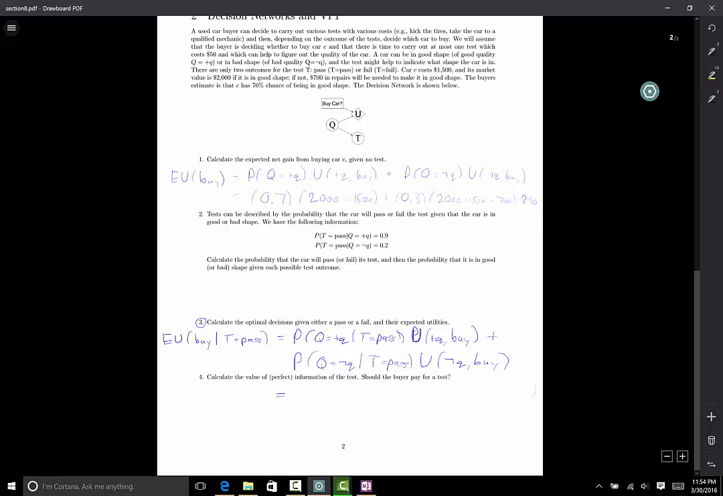So we know these probabilities from the previous part, from part 2. So it's going to be 0.9 times the utility of plus q and buying, which we did before. It's 2,000 minus 1,500, plus the probability of not q given pass, which we calculated before. Sorry, this should be 0.09 times 2,000 minus 1,500 minus 700. So that equals about 437.